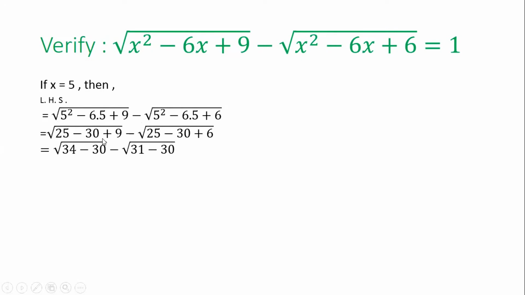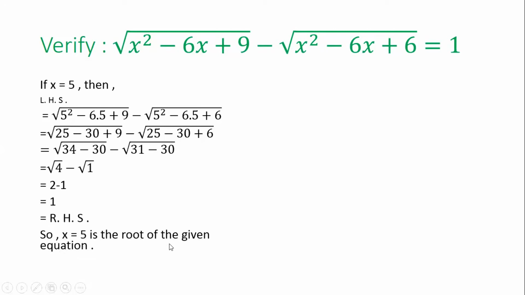Here, 25 plus 9 equal to 34. Minus 30 remain unchanged. 25 plus 6 means 31. Minus 30 remain unchanged. Here, 34 minus 30 equal to 4. Here, 31 minus 30 equal to 1. But as you know, root over 4 equal to 2, root over 1 equal to 1. That means 2 minus 1 equal to 1. That means 1 equal to right hand side. So x equal to 5 is the root of the given equation because it satisfies left hand side and right hand side.